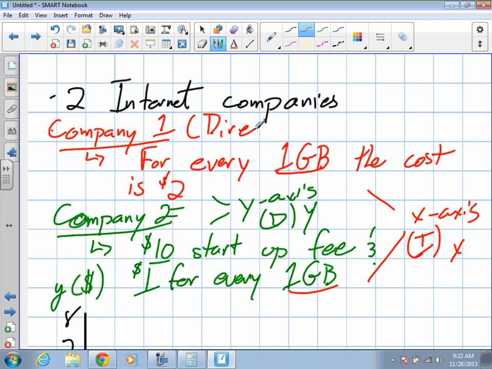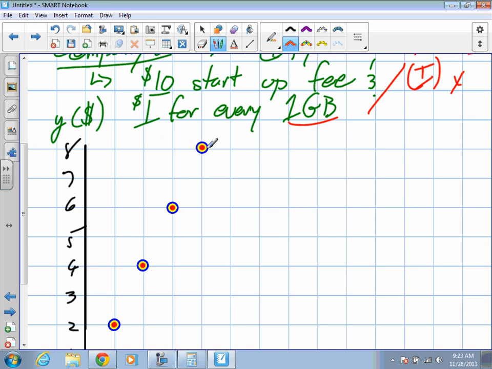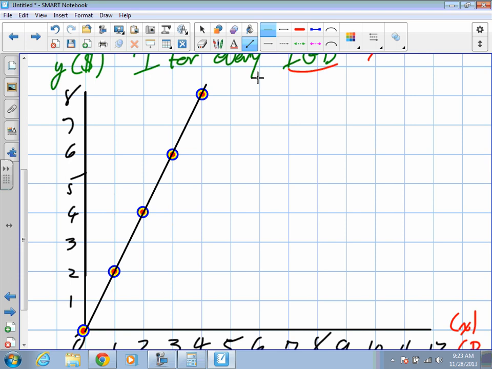And then from there, for every 1 gigabyte we use, how much does it cost us? $2. Okay? So when we use 2, we go up to 4. 3 we go to 6, and then 4 we go to 8. Okay? Now, what type of relationship is this? This is linear. Okay? And we want to make an equation out of it.